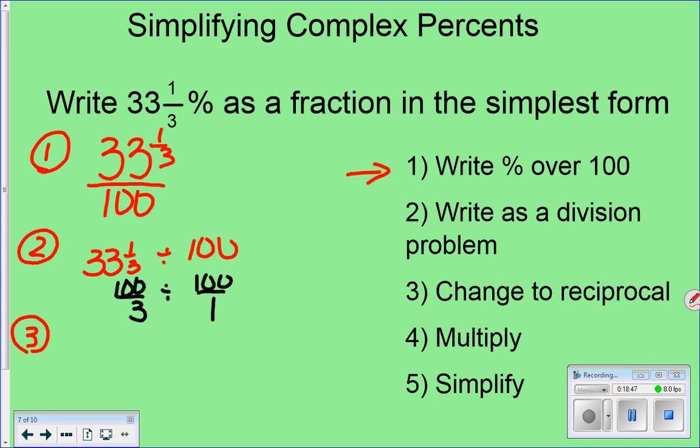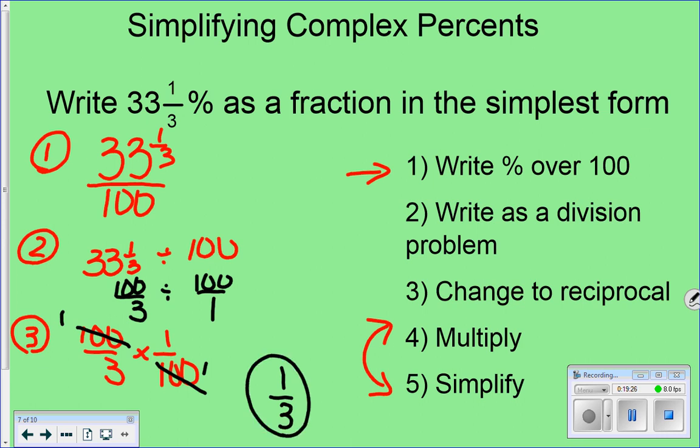Now step 3 says change to reciprocal, so I'm going to keep this times 1 over 100. Now here's the deal, 4 and 5, can they go either or first? Because you can simplify first if you want to. Yeah, those can go back and forth. It depends what you like to do. If you like to simplify before you multiply or multiply before you simplify, it does not matter. But in this case, I'm going to simplify before I multiply because my 100s can definitely cross out. And then my last step, I'm going to multiply across, and this is my answer.